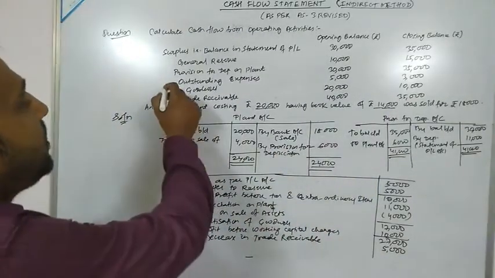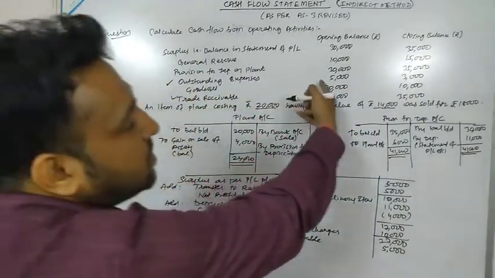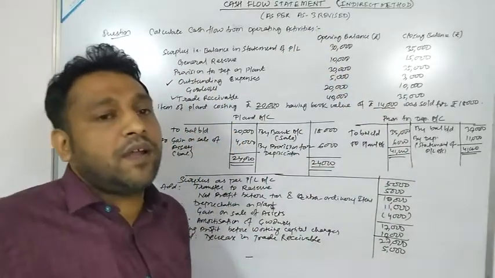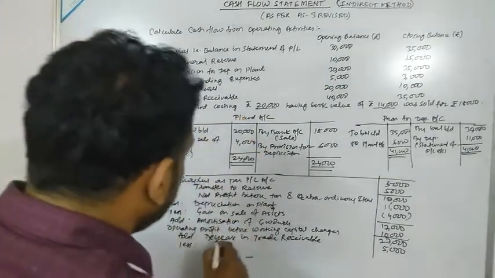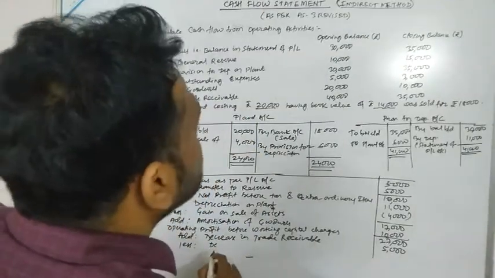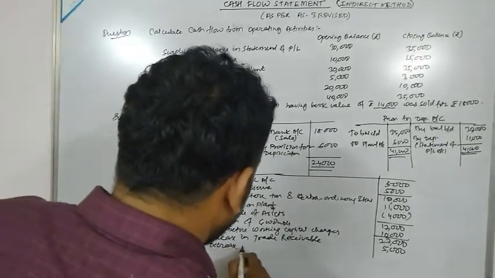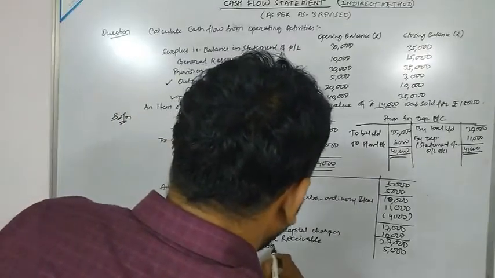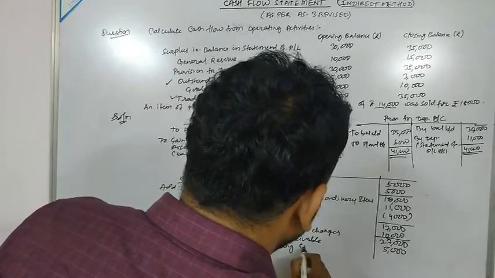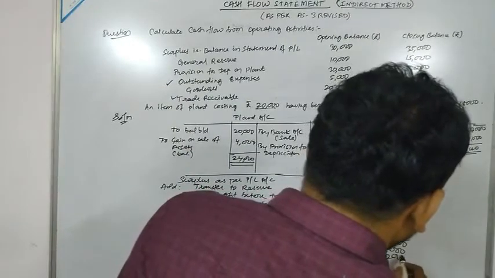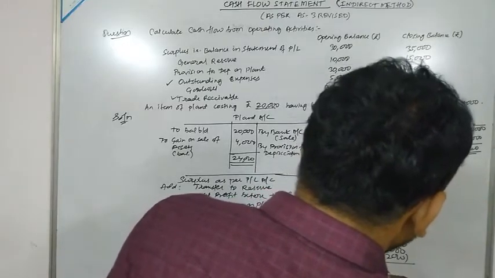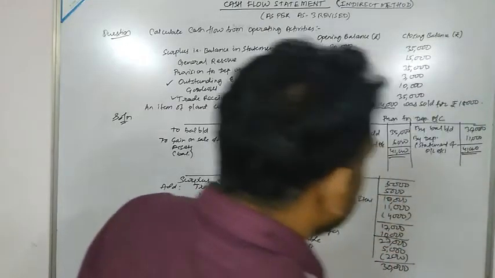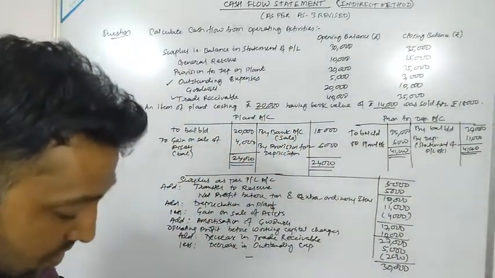Now one more current liability has been given, outstanding expenses. 5,000 was there, now 3,000. So decrease in current liability would be subtracted. Less decrease in outstanding expenses. How much is it? It is 2,000. Okay, so 27 plus 5 is 32, and 32 minus 2 is 30,000.